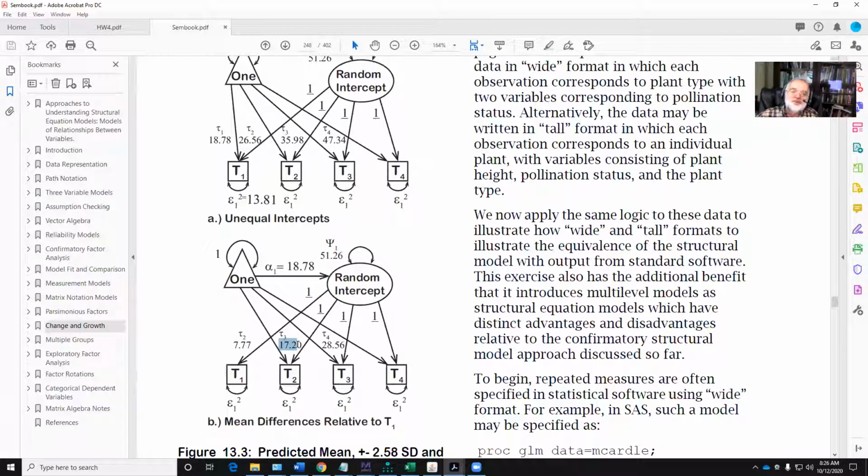You can kind of cheat. Yeah, go ahead. Well, I mean, we can kind of cheat. We can come up here and look at the fact that up here, the mean at time 2 is 35.98. So this number down here is 18.78, the mean at time 1, plus this number.